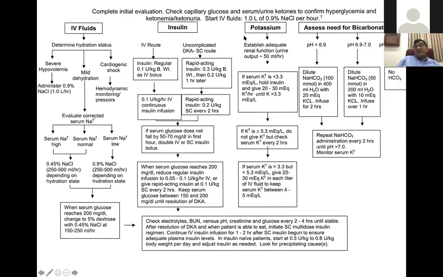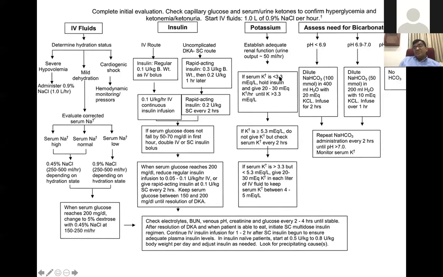Then coming to potassium, this is very important. The establishment of potassium status should happen very high up during the management of diabetic ketoacidosis. You should check the potassium as soon as you suspect. Because if the potassium is low, you should not attempt giving insulin because it will get further low and the patient might get a cardiac arrest.